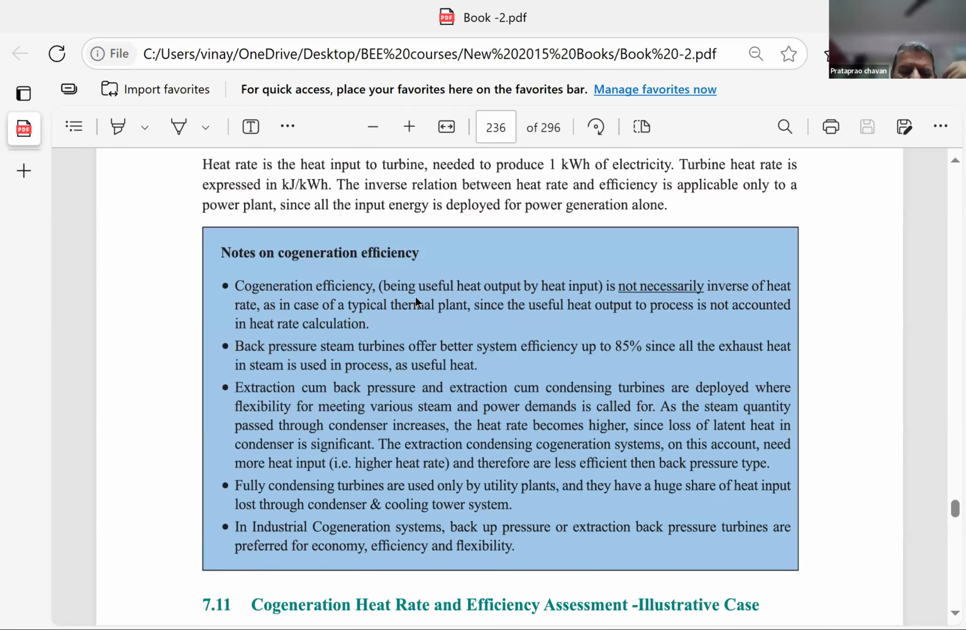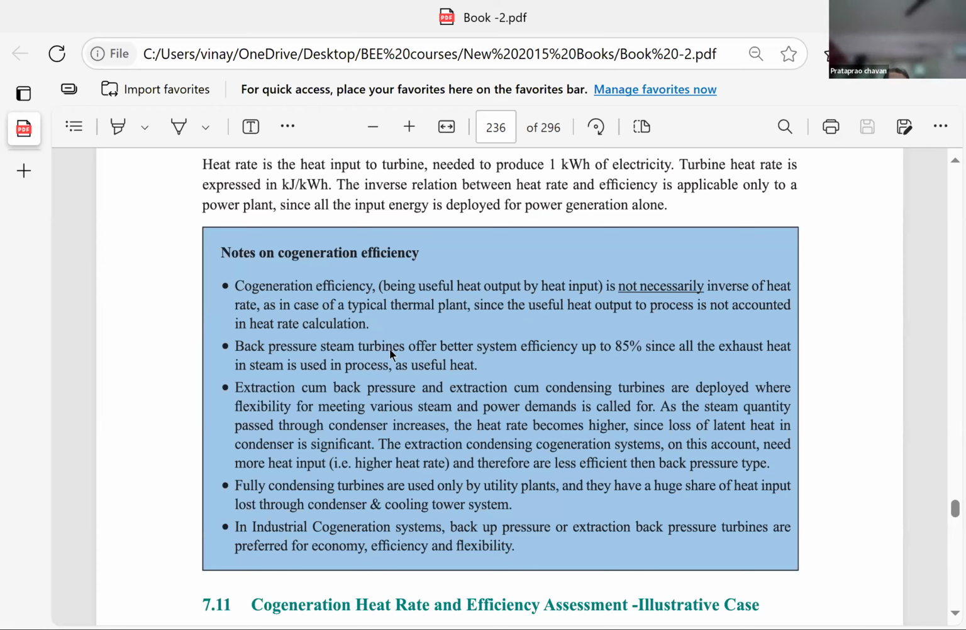Notes on cogeneration efficiency, where you use this. Cogeneration efficiency, being useful heat output by heat input, is not necessarily the inverse of heat rate. No. In the case of a typical thermal plant, the useful heat output to process is not accounted for in the heat rate calculation.